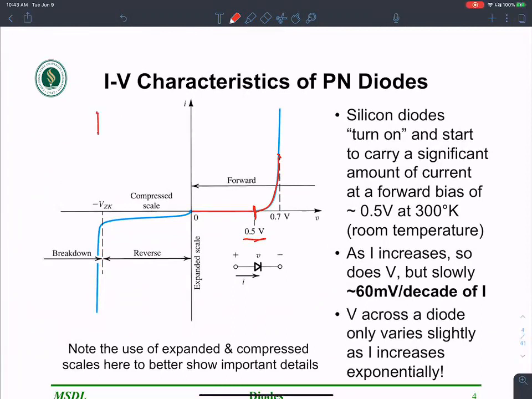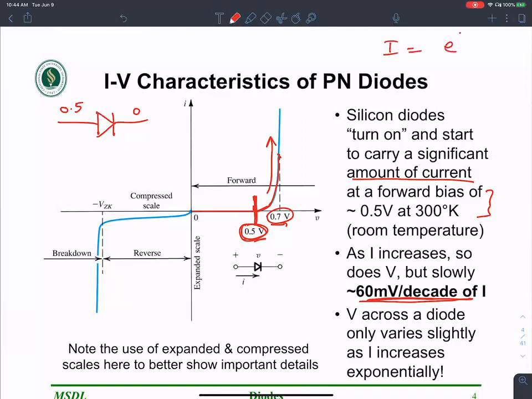When the forward bias voltage, in other words, if I apply a positive voltage of 0.5 here and a ground over here, around that potential the diode begins to carry a significant amount of current at 300 Kelvin. As I increases, the voltage also increases. But as you can see, voltage is only changing at a very small rate compared to I. The voltage is only going from 0.5 to 0.7 volts, while the current is increasing drastically. That is because of the exponential relationship between I and V.